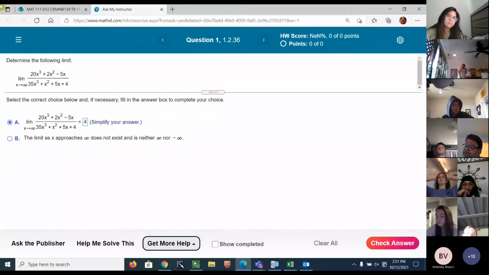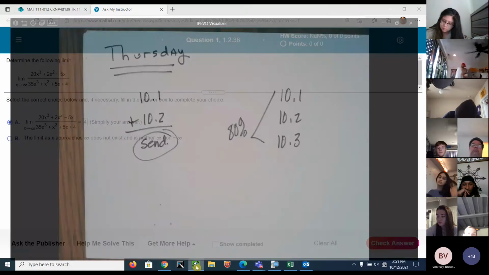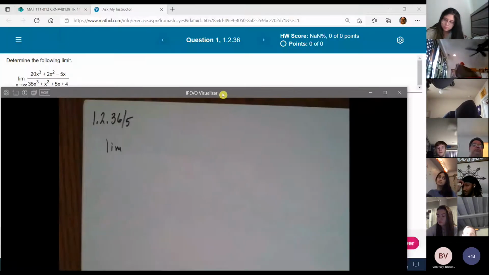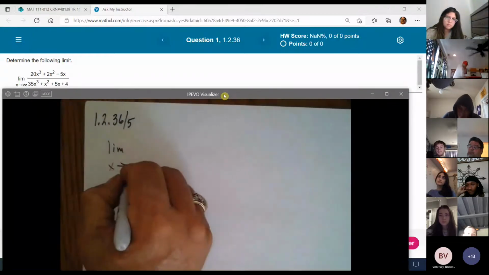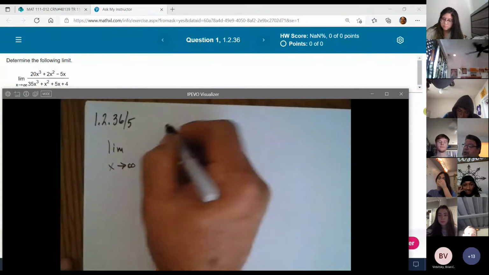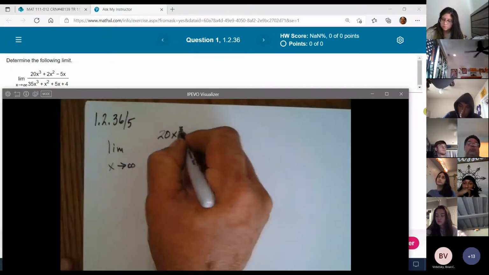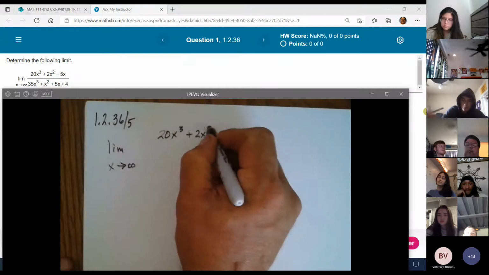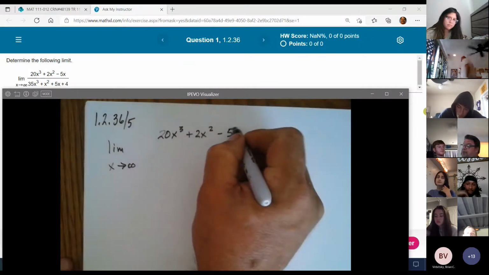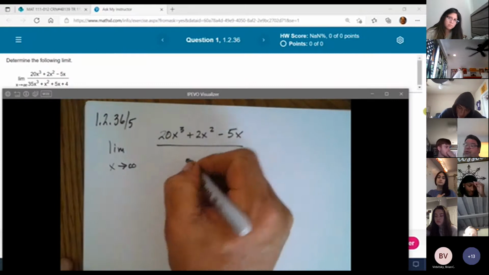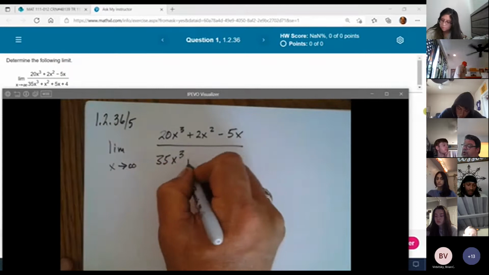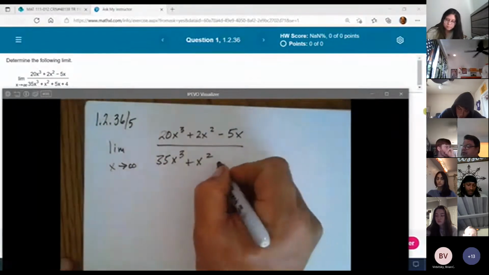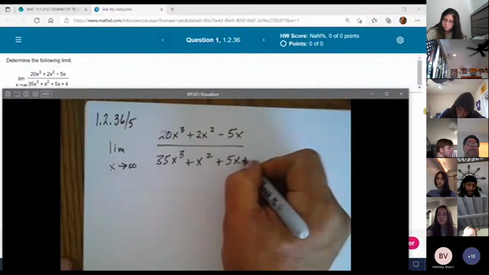So limit as x approaches infinity of 20x to the third plus 2x squared minus 5x over 35x cubed plus x squared plus 5x plus 4.